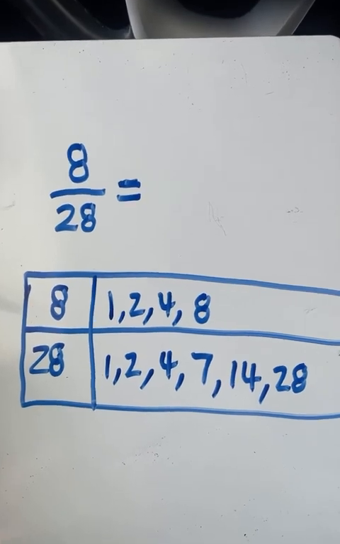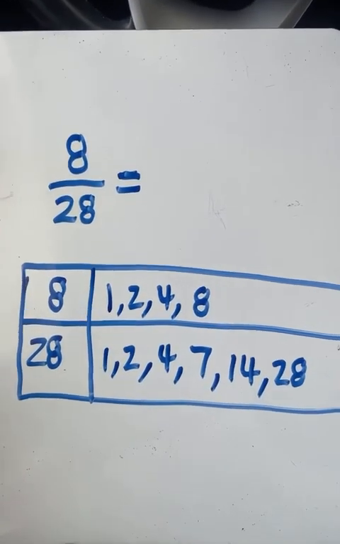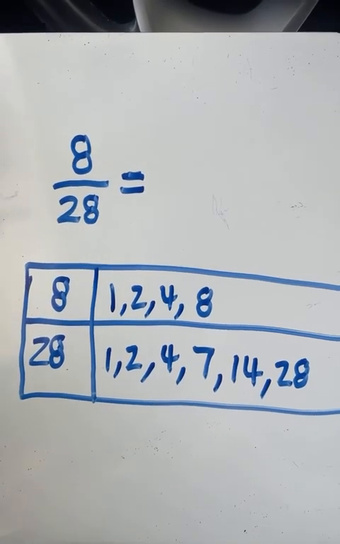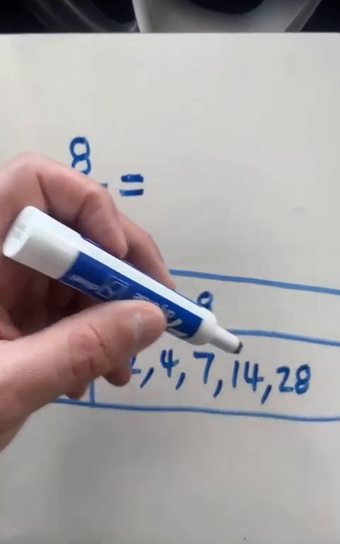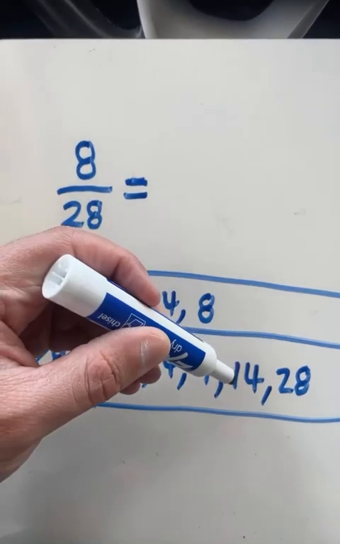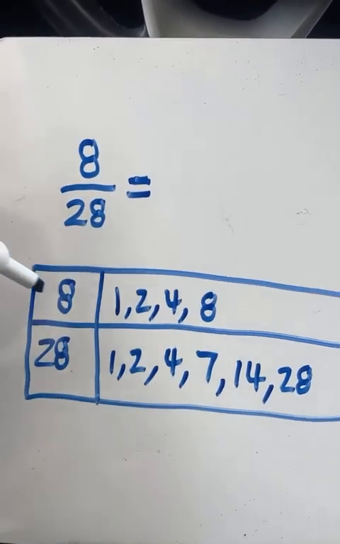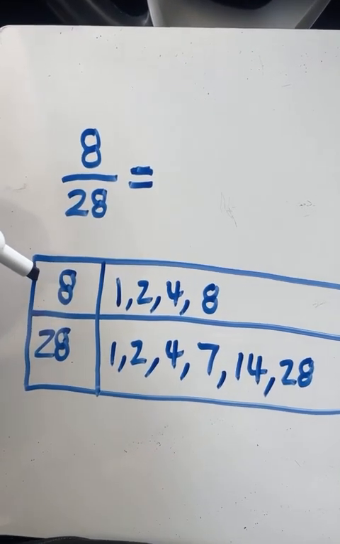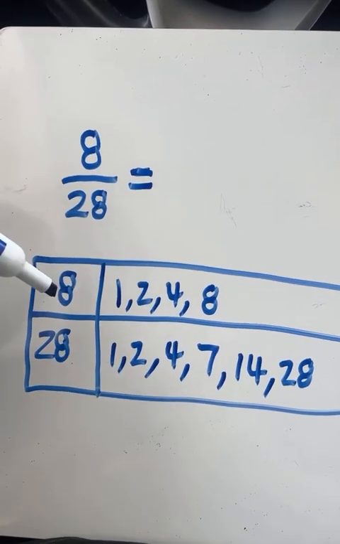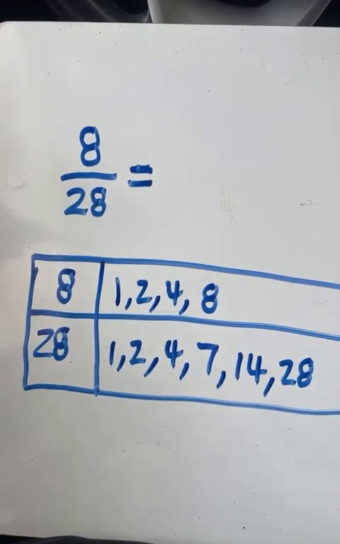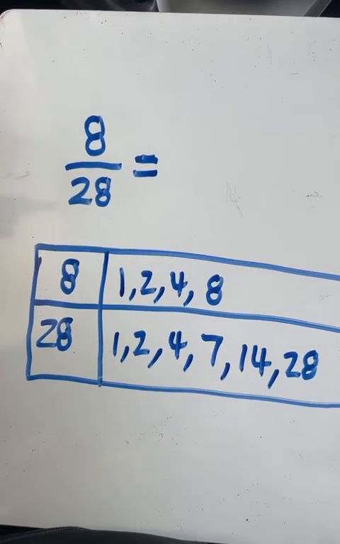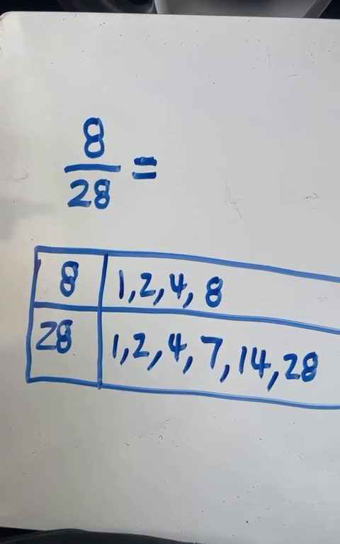So 28, even though 28 is the biggest factor, it's not the greatest common factor. We're not just looking for the biggest number, we're looking for the biggest number that 8 and 28 have in common. So 28 is a factor of 28, but 28 is not a factor of 8. 14 is a factor of 28, but 14 is not a factor of 8. 7's a factor of 28, but it's not a factor of 8. The biggest number that 8 and 28 have in common is actually 4.